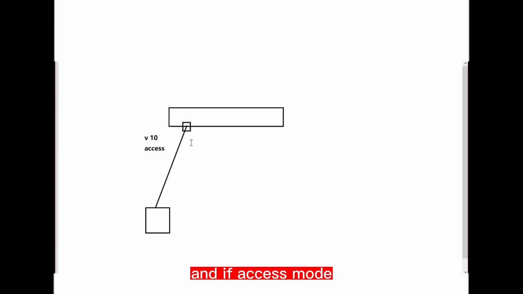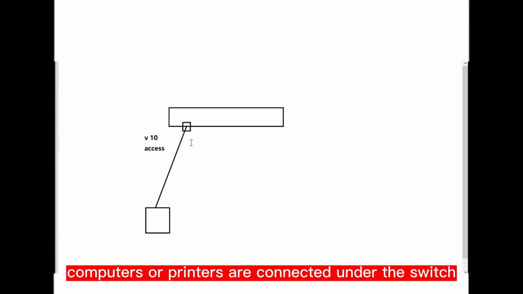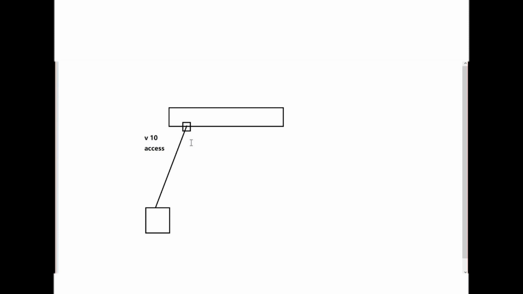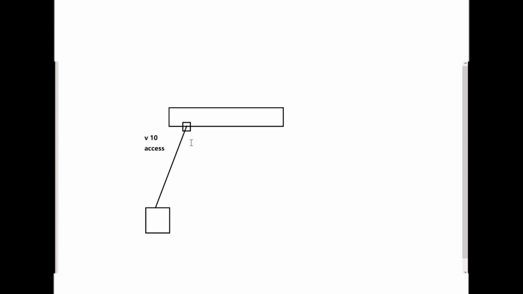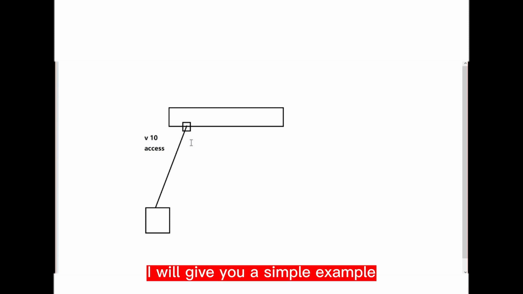And if it is access mode, and computers or printers are connected under the switch, they should not be switches. How can I send tagged data to a VLAN? This is also very simple. I will give you a simple example.